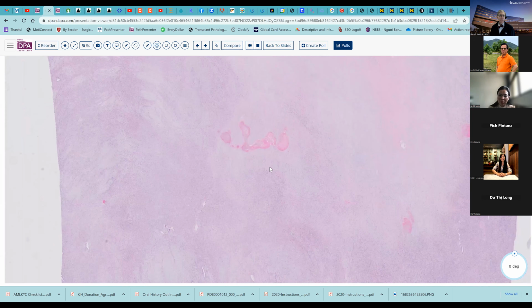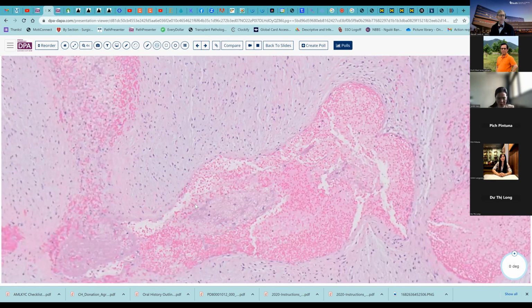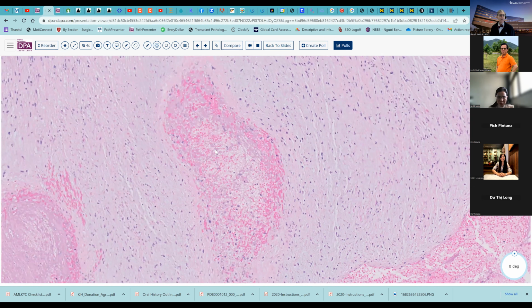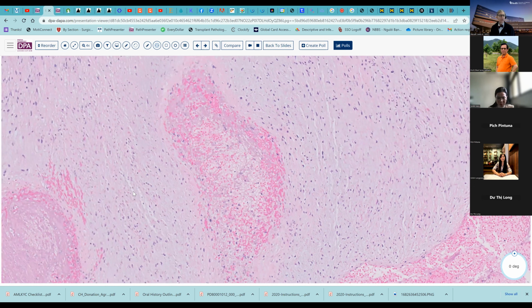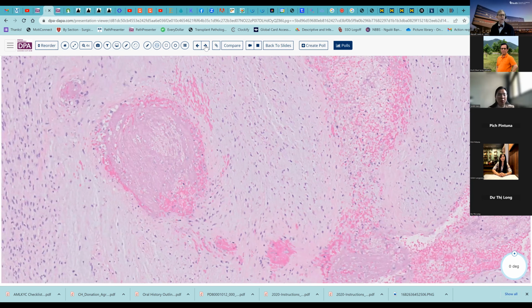Now, what are these areas here? Okay, well, here's a couple of dilated vessels, but it may actually be more likely that this is an area of necrosis that is beginning to encroach on the lesion. Yeah, sort of necrotic type of an appearance here.